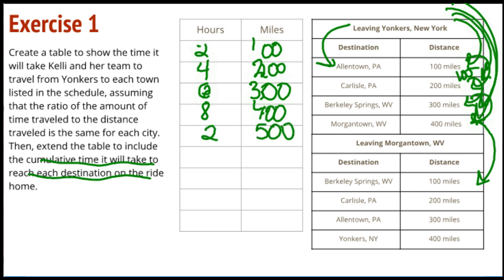Now, should I put 2 hours there? No, because it was another 2 hours. So now they're at 10 hours. And they'll travel from Berkeley to Carlisle, which is another 2 hours, and another 100 miles. And they'll travel another 2 hours and another 100 miles.